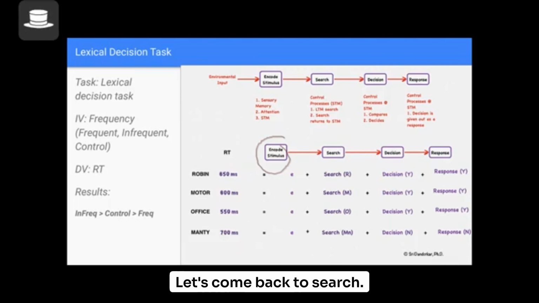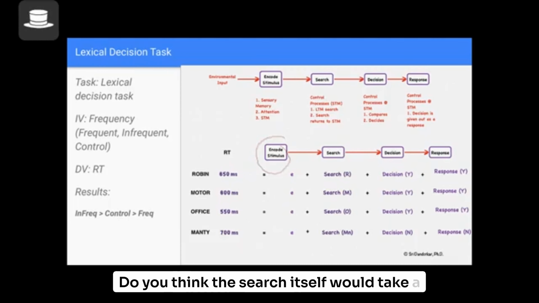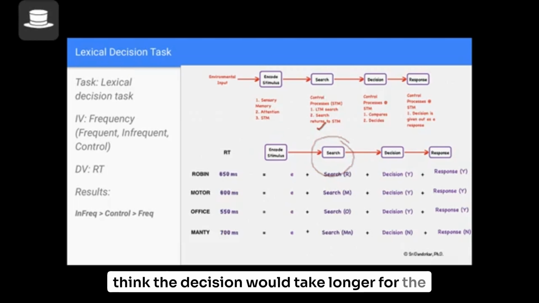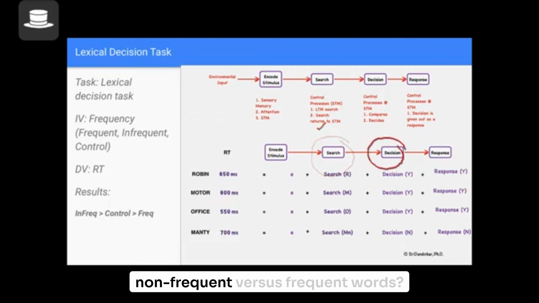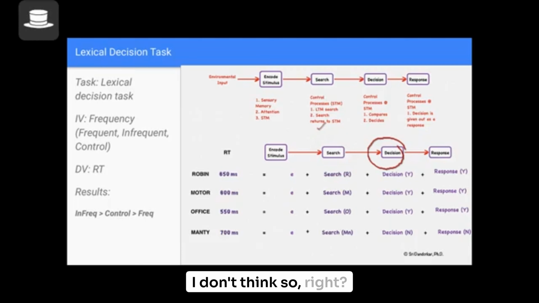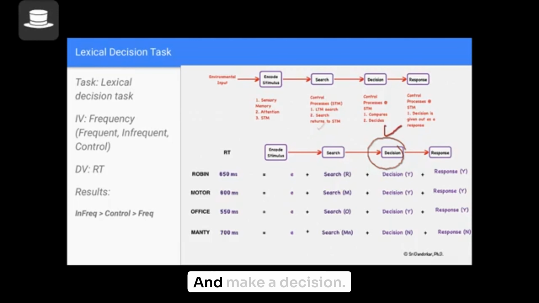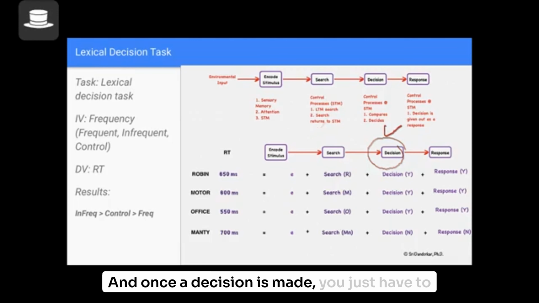Let's come back to search. Do you think the search itself would take a long time if it's a frequent word versus an infrequent word? Maybe. Once you've searched and brought the search result to short-term memory, do you think the decision would take longer for frequent versus infrequent words? I don't think so. When the search result is back, it's easy to compare and make a decision. And once a decision is made, you just have to say yes or no. That should not matter either.